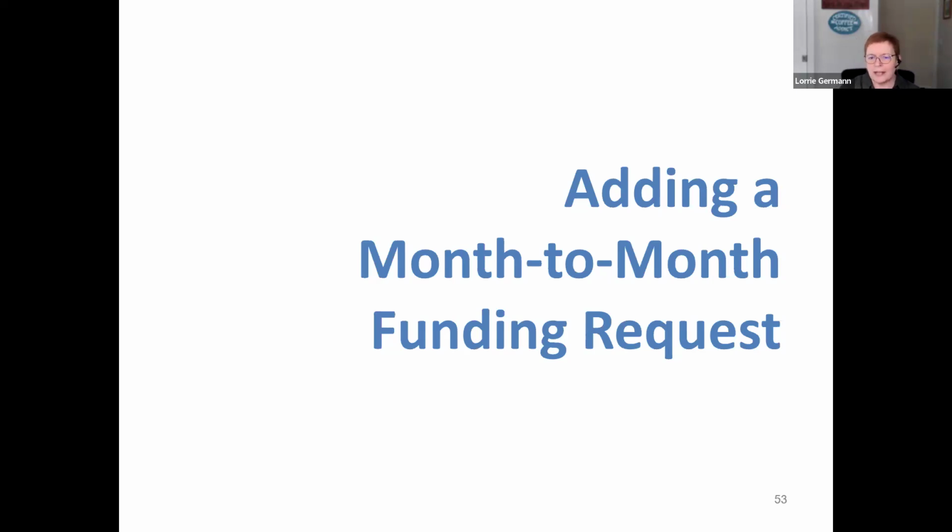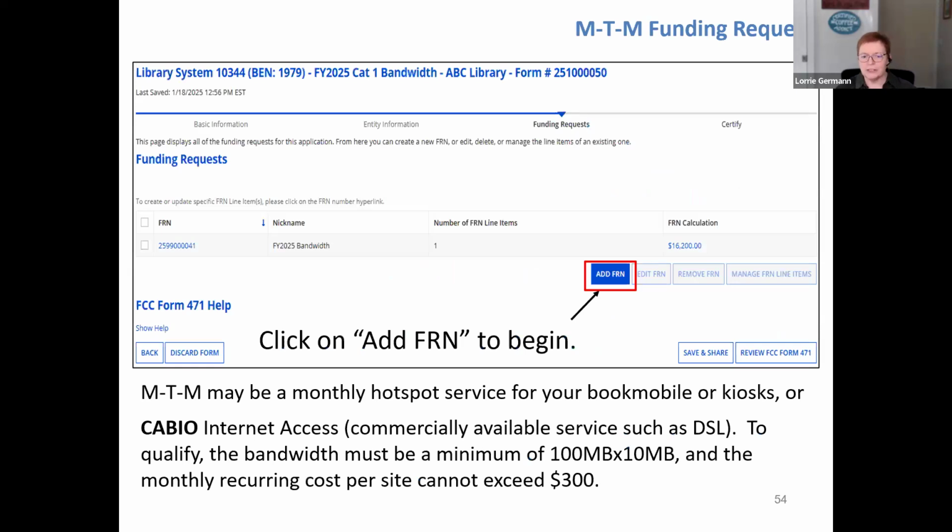All right, let's talk about adding month-to-month funding requests. Month-to-month could be if you have a hotspot already, say for your bookmobile, and when you contracted with the cell provider for that hotspot, after the initial term, you start using it month to month, meaning that you're not locked into some contract term. You could end the service at any time and there's no penalty.